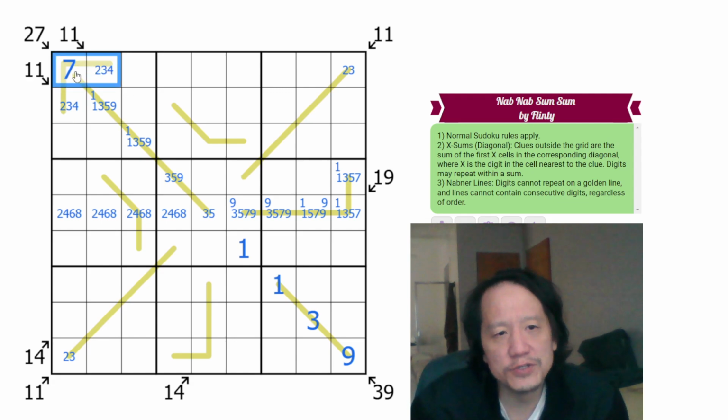Therefore, we know this has to have a 4. It can't be 2, 3, because it's consecutive. So it has to be 2 and 4.